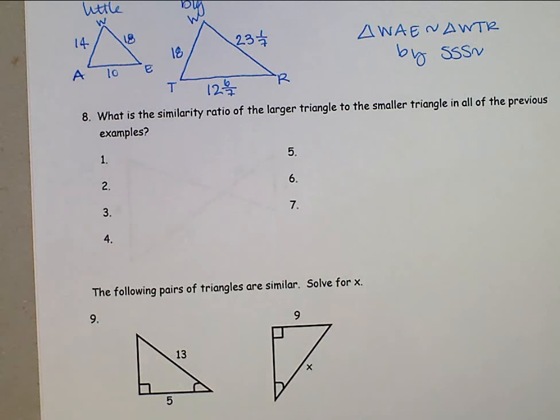Okay guys, so let's pick up where we left off in class. We're finishing the 8.3 notes. We're on page 3, starting with problem number 8. It asks us, what is the similarity ratio of the larger triangle to the smaller triangle in all of the previous examples? So what you need to do is look back at number 1. So flip back to page 1.